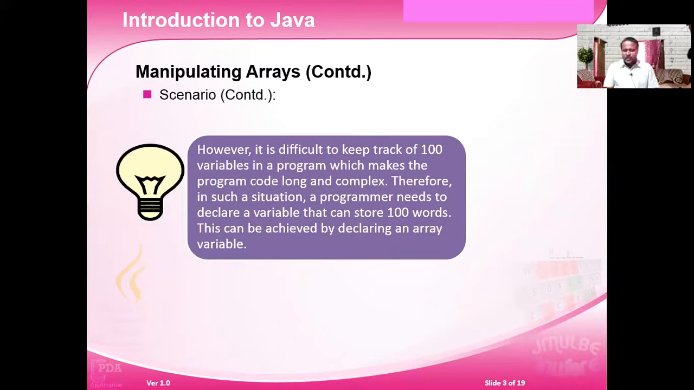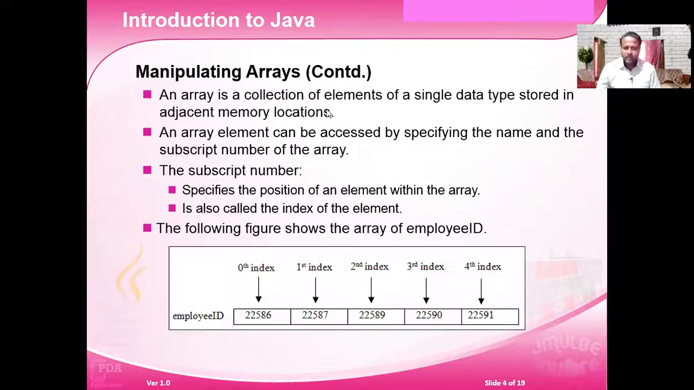So it's saying that there is no need to define 100 variables. You have to define a single variable, and in that variable you have to store all the values. So what is an array?